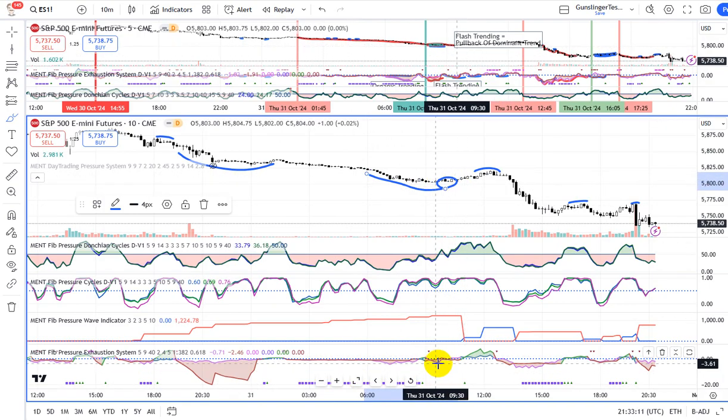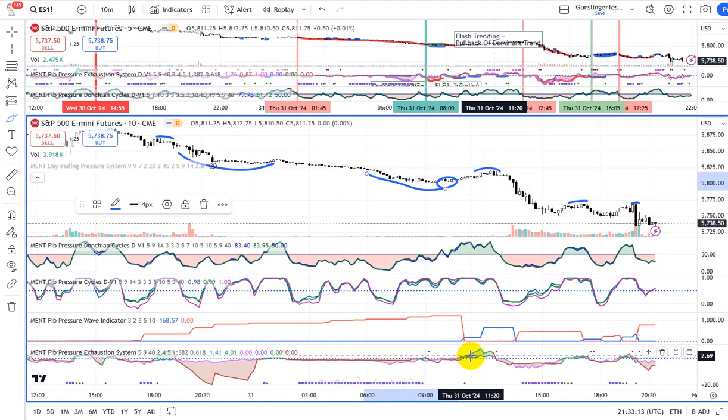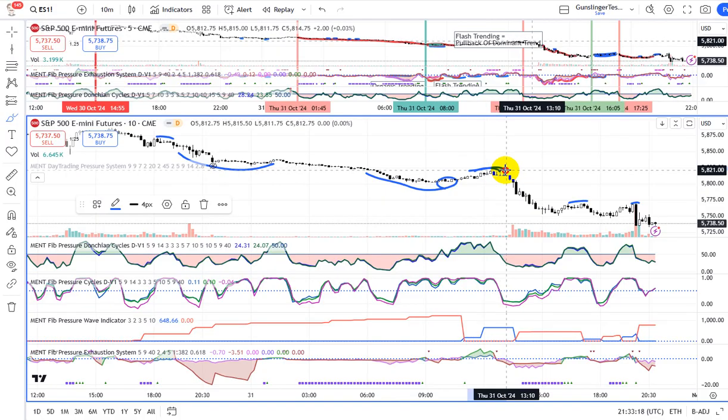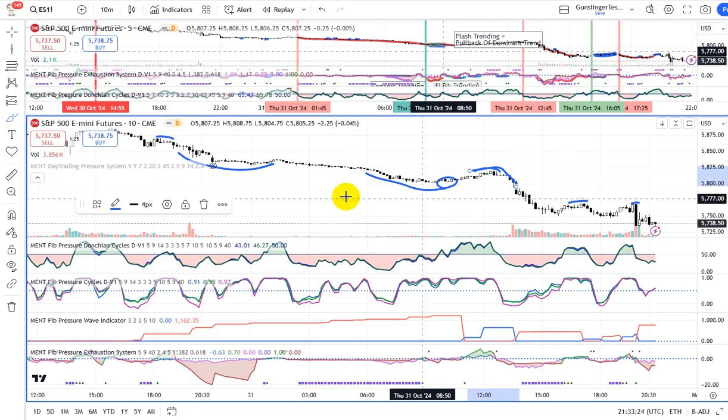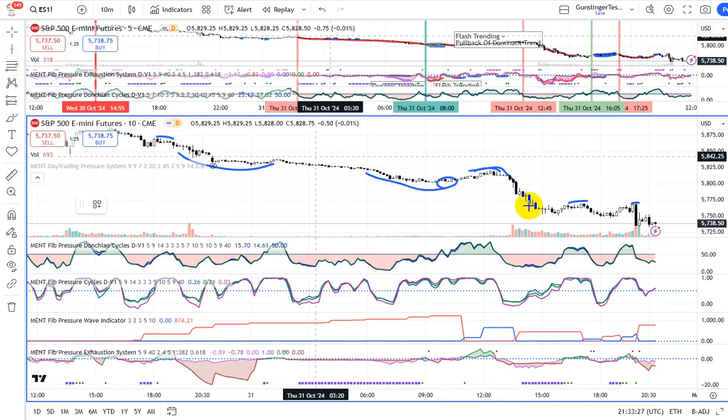Right down here, you get flash trending. Then we roll into this upward trend in flash mode, looking for a peak, trying to roll over. We move down into flash trending downward. Then right here, right on this bar, we move into organic trending downward.